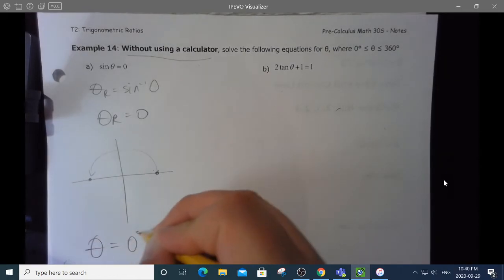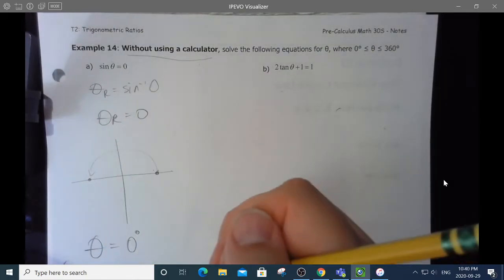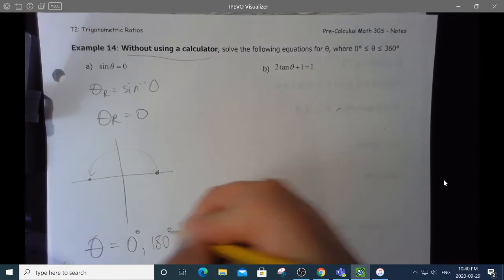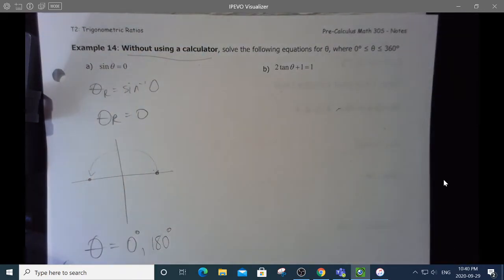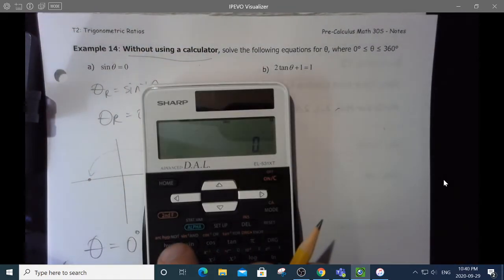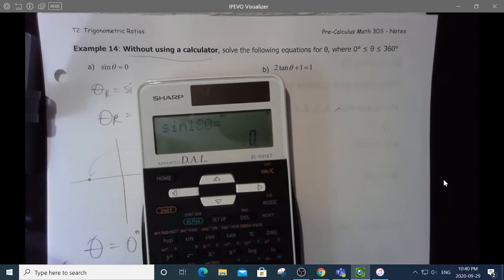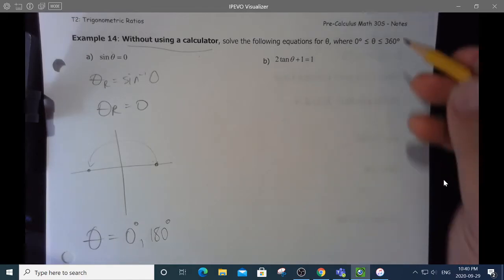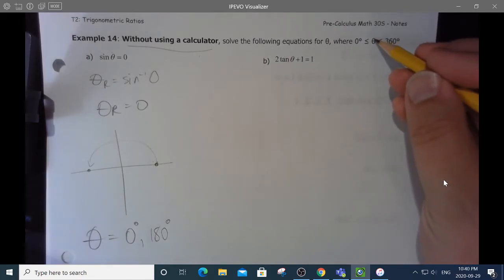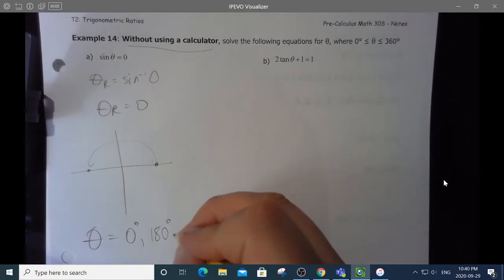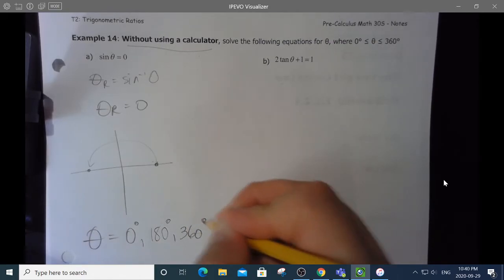Theta could be 0 degrees. Sine of 0 is 0. Theta could be 180 degrees. Sine of 180 is 0. Try it if you don't believe it. Sine of 180, 0. And there's a third answer that is being demanded by the fact that I want all the answers in this range, and that answer is 360 degrees.